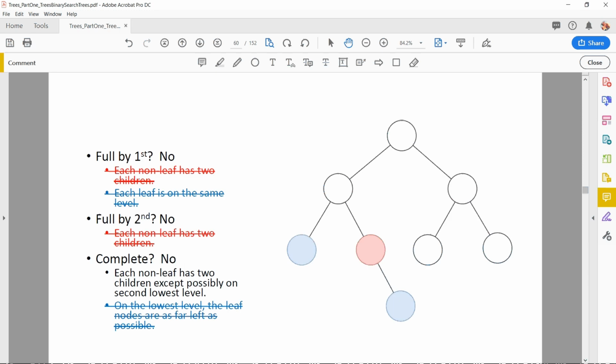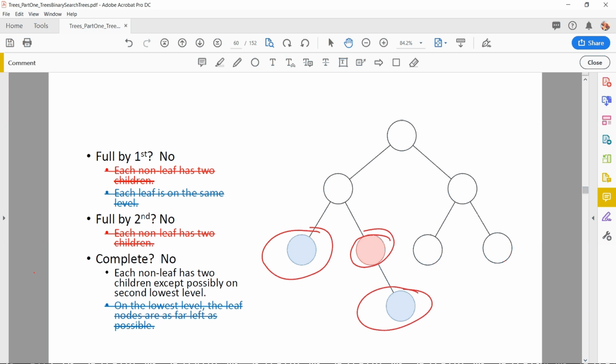This tree is also neither full nor complete. So it's not full because, again, we have a non-leaf with one child. It also doesn't meet the second part of the first definition of full, each leaf being on the same level. So here's a leaf on this level and here's a leaf on a different level. So it doesn't meet that part either.